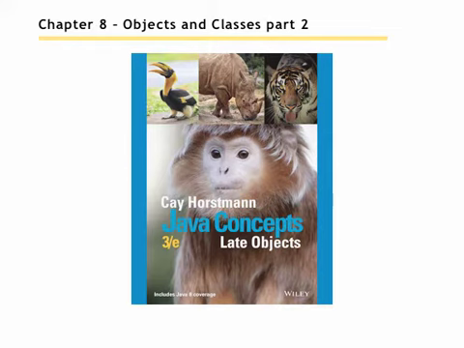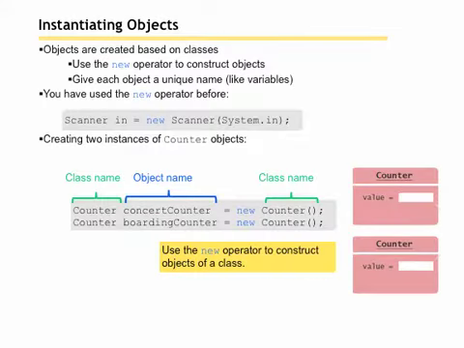Chapter 8, Objects and Classes, Part 2. Instantiating objects. Objects are created based on classes. You can think of an object as being like a variable of a primitive data type. However, objects are variables of abstract data types that the programmer makes themselves.